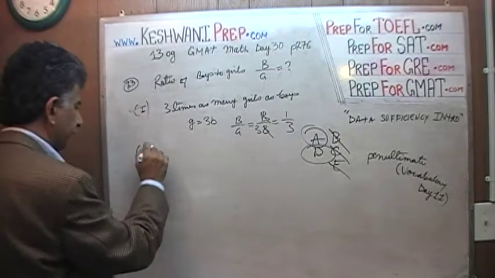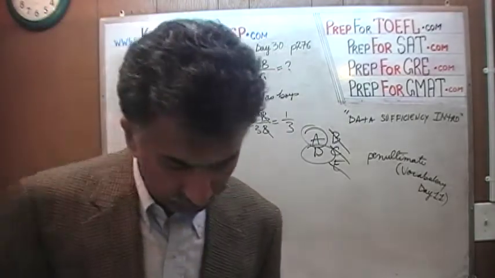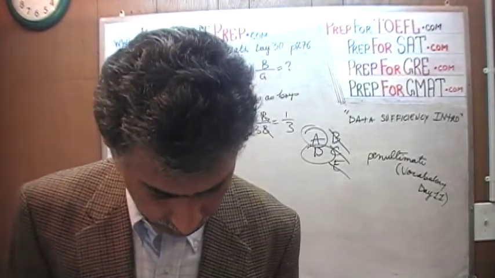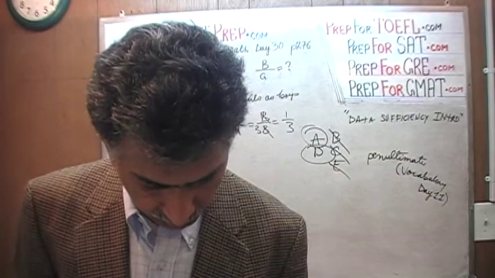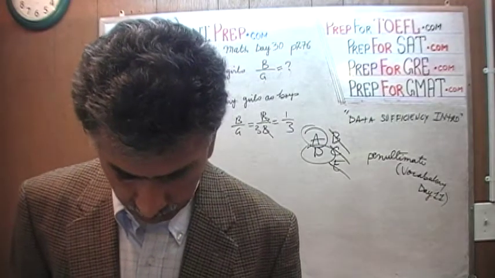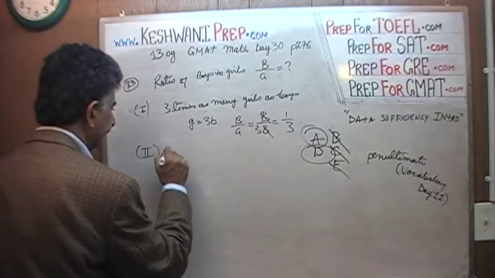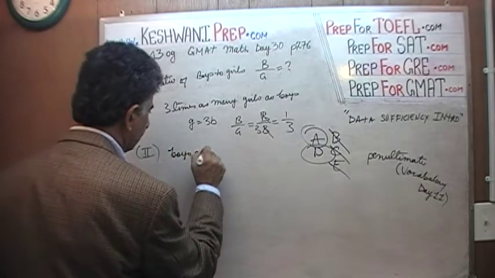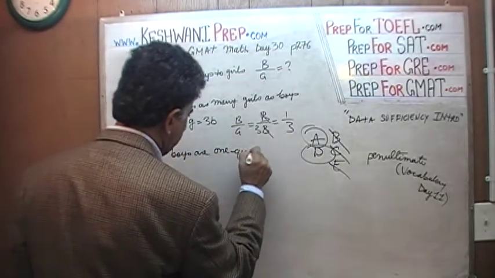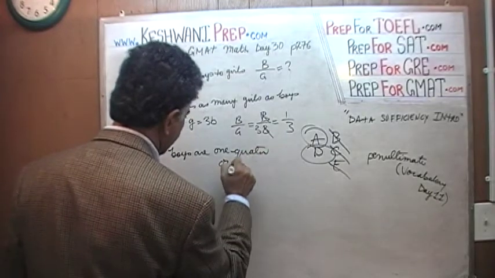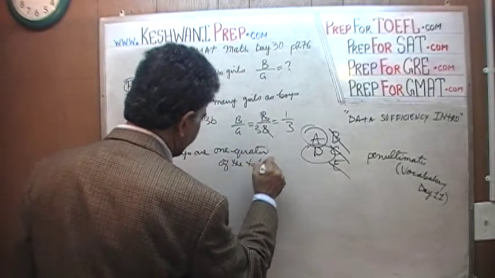Let's look at the second statement. If the second statement also works, the answer will be D. The second statement says the number of boys is 1/4 of the total. This is also enough by itself.